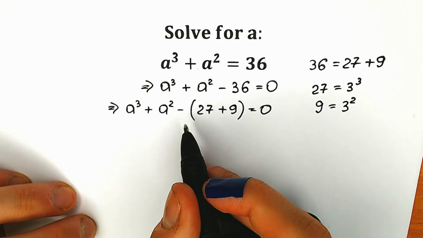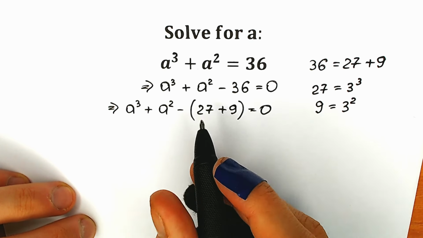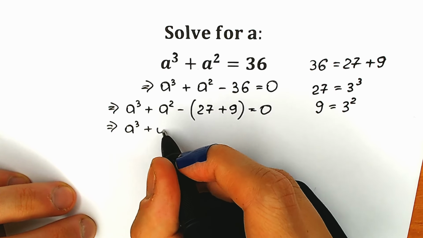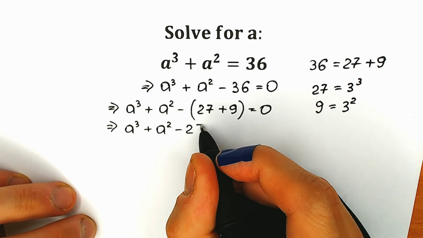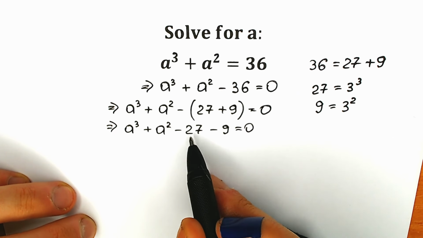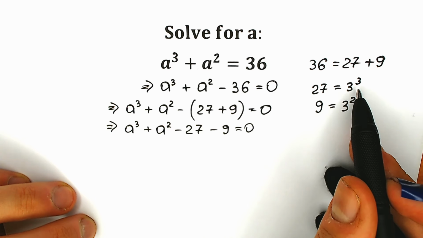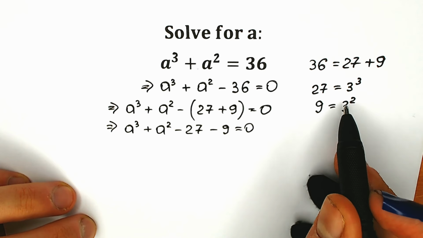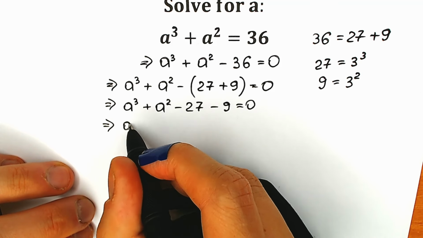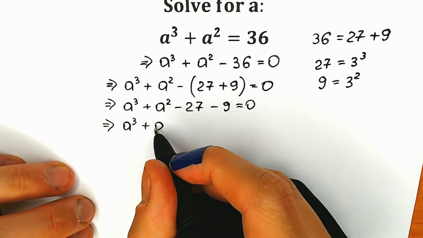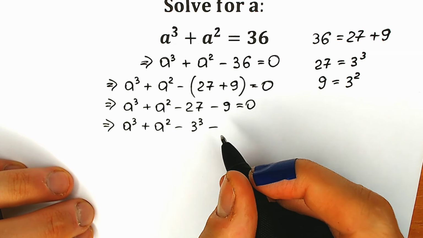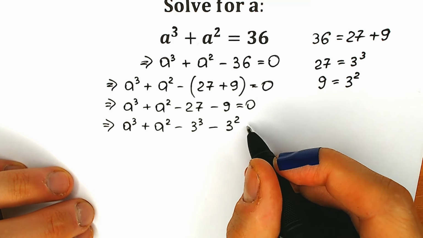Right now, let's open parentheses real quick. We need to change this sign to the opposite one. So we have a cube plus a square minus 27 and minus 9 equal to 0. As I said before, we're going to change this 27 to 3 cube, and this 9 to 3 square. So we have a cube plus a square minus, instead of 27 we write 3 cube, and instead of 9 we write 3 square, equal to 0.